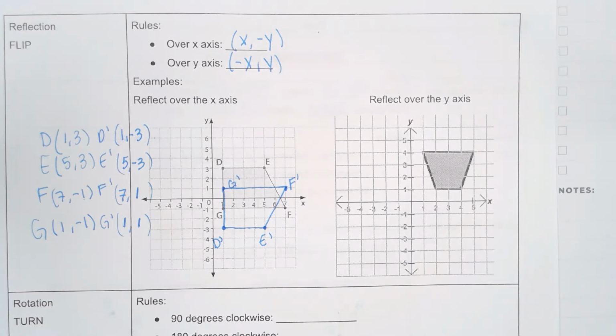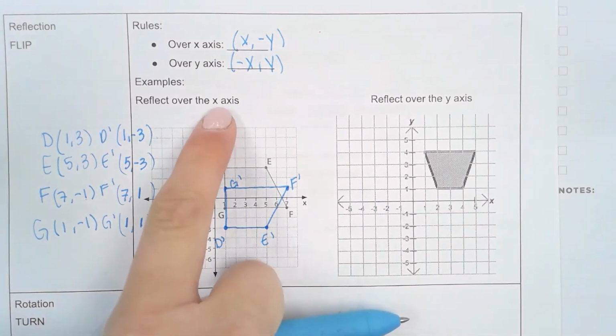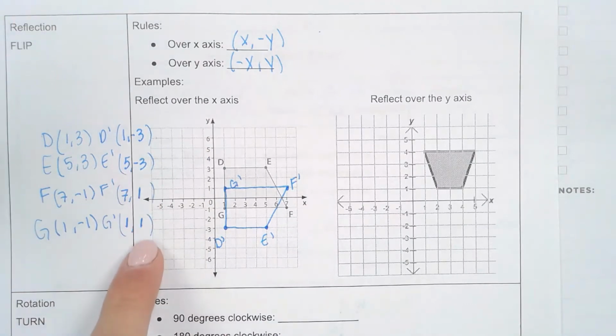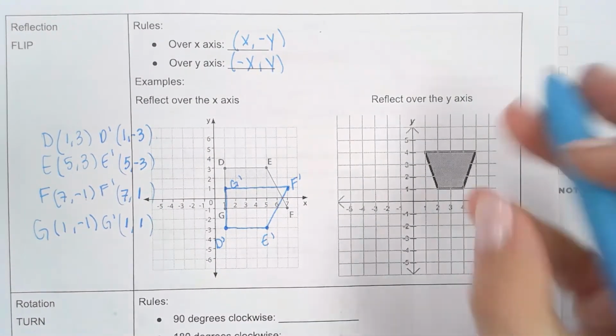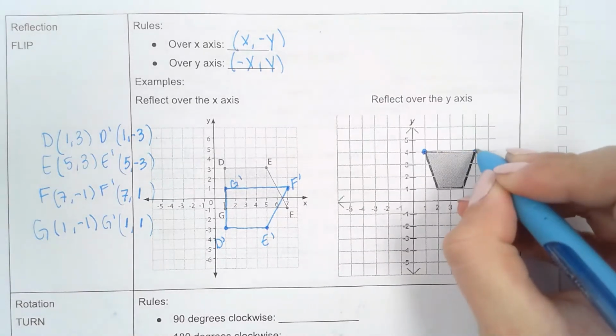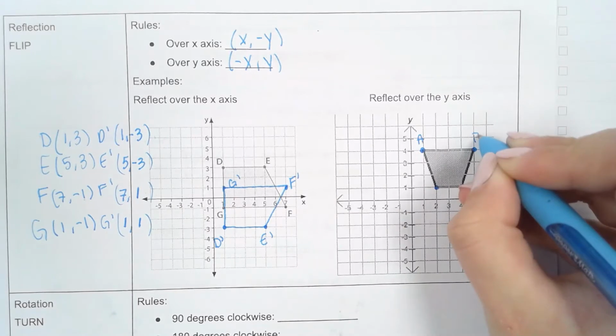Okay, so that's one way of doing this, is to actually just take the original ordered pairs, and then if you're reflecting over the x, you multiply all your y's times -1, and then you can plot them. Or for this one, we'll do it the other way. So again, I'm just going to label them A, B, C, D.